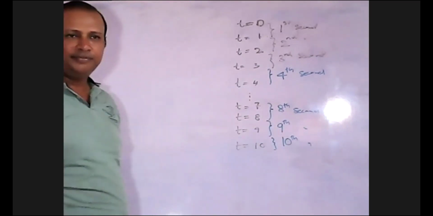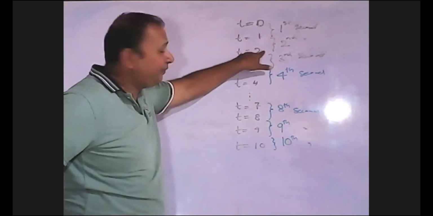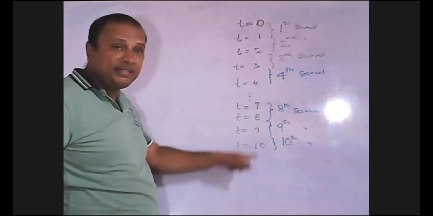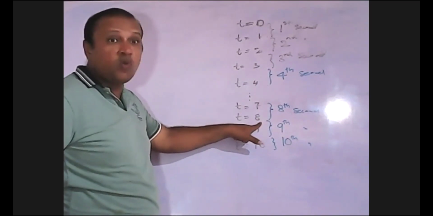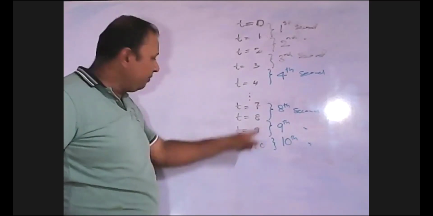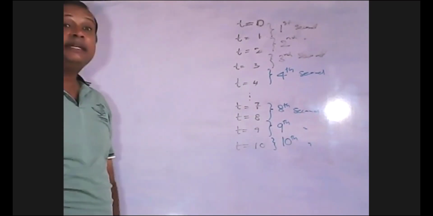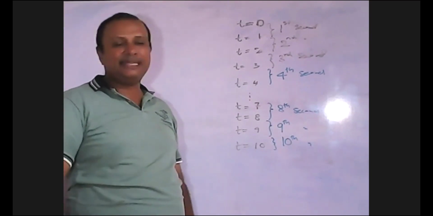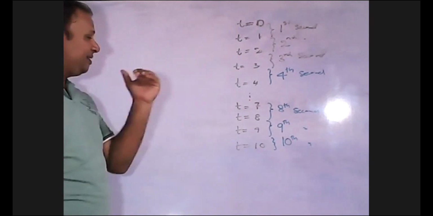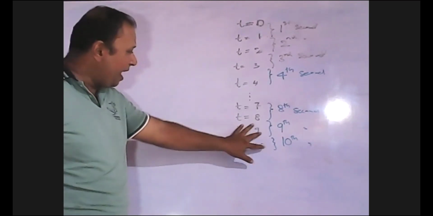Did you get that point? So this is the first second of the journey. This is the second second of this journey. This is the third second of the journey. This is the fourth second of the journey. Likewise, in between 7 to 8, it will be the 8th second of the journey. In between 8 to 9, it is the 9th second. In between 9 to 10 is the 10th second.